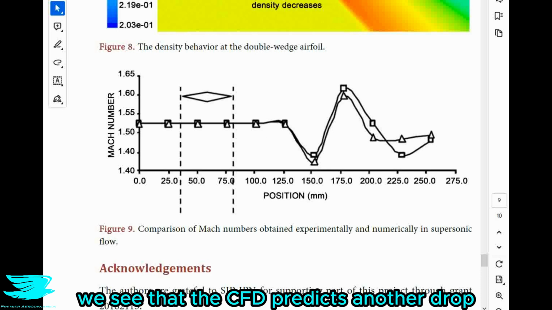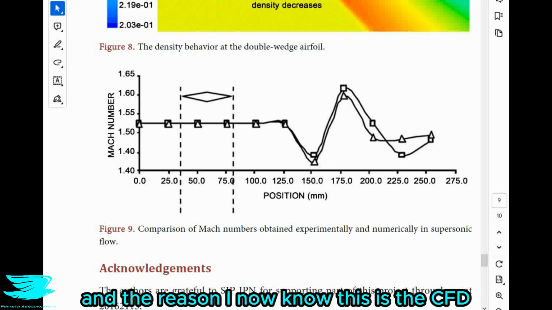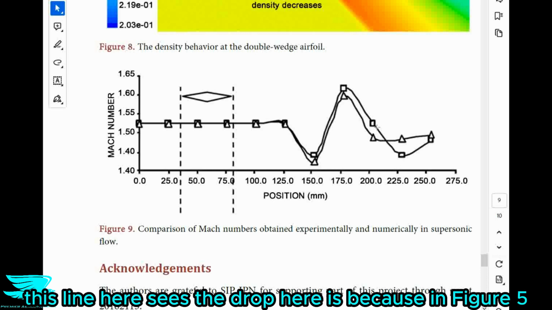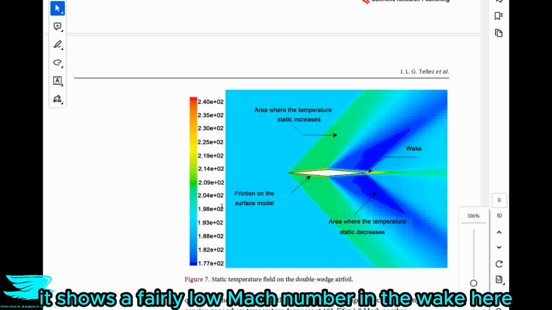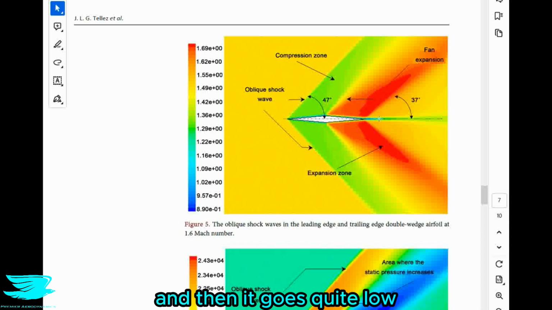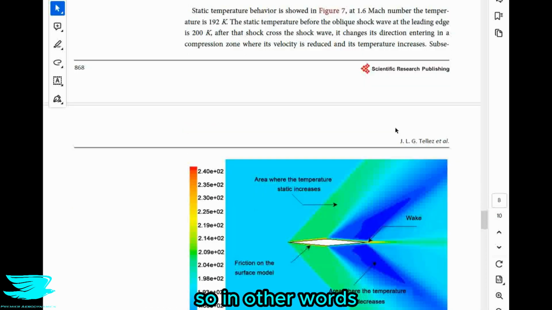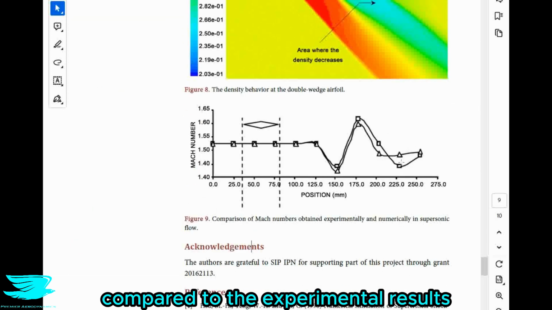We see that the CFD predicts another drop in the Mach number, and the reason I know that this line is the CFD is because figure 5, which gives the CFD Mach number color plot, shows a fairly low Mach number in the wake here, and then it goes quite low and jumps back up a little bit. So in other words, the CFD is predicting a more severe wake compared to the experimental results.